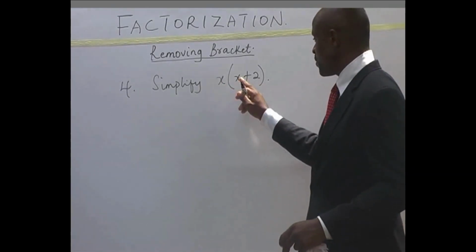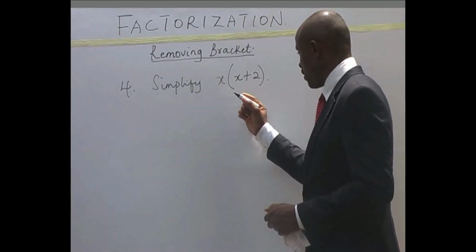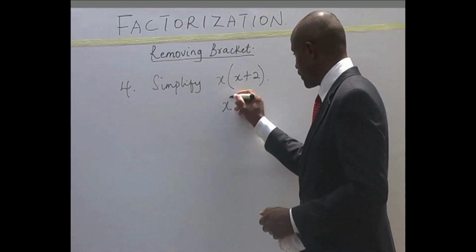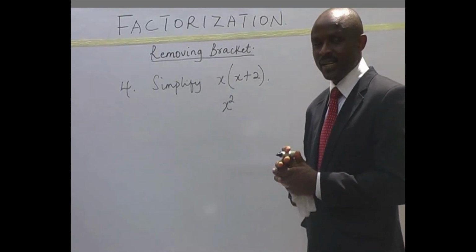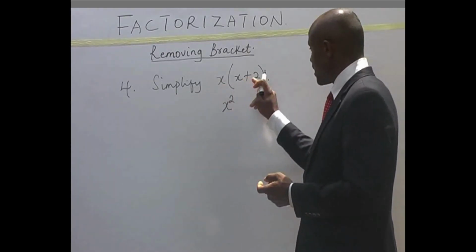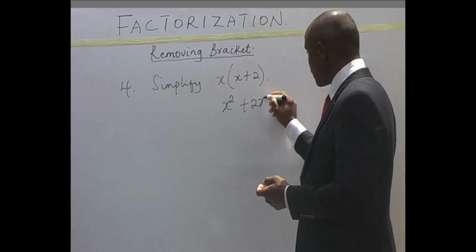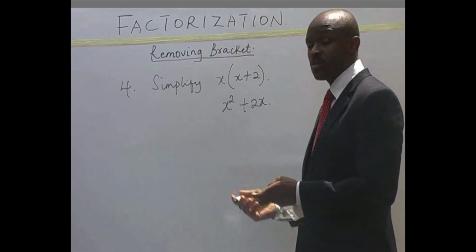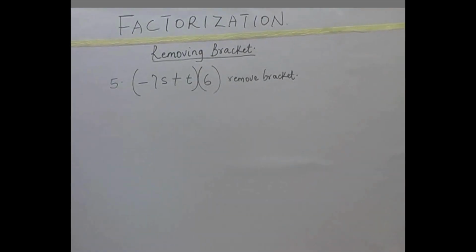This says simplify x into x plus 2. x times x will give you x squared. Anything times itself is that thing squared. x times plus 2 will give you plus 2x. That is the meaning of this one.